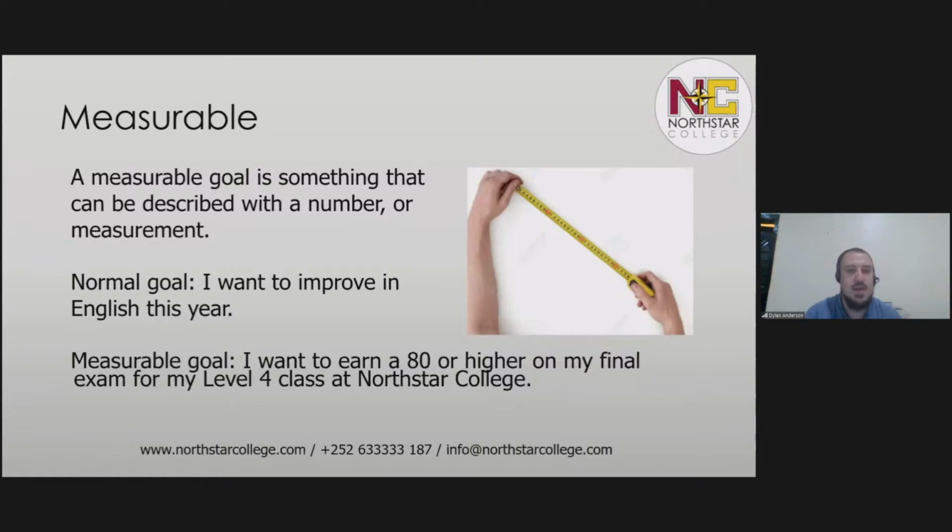A lot of people, if they have a goal, will say, this year I want to improve my English. Well, that's not really that specific. It's not really that measurable. It's hard to measure if you just improved in general.